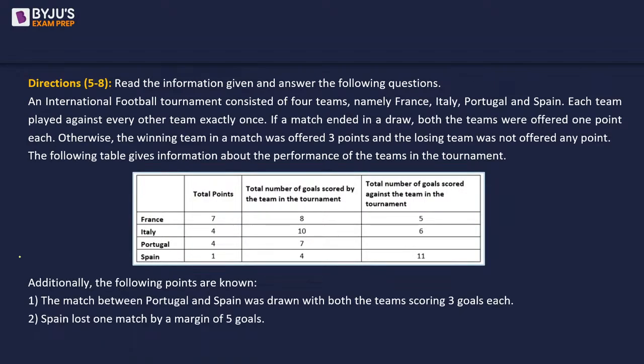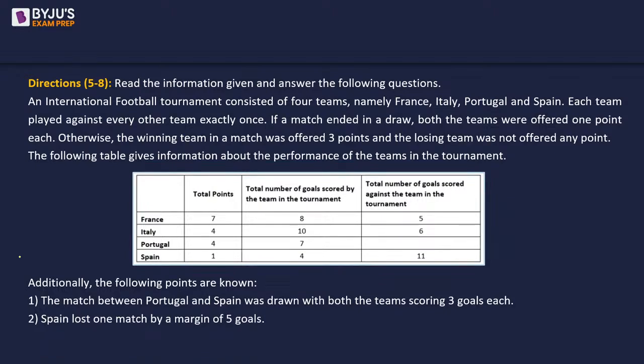Read the information given and answer the following questions. An international football tournament consisted of 4 teams, namely France, Italy, Portugal, and Spain. Each team played against every other team exactly once. If a match ended in a draw, both the teams were offered 1 point each. Otherwise, the winning team in a match was offered 3 points, and the losing team was not offered any point. The following table gives information about the performance of the teams in the tournament.